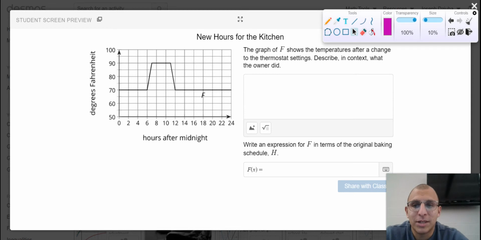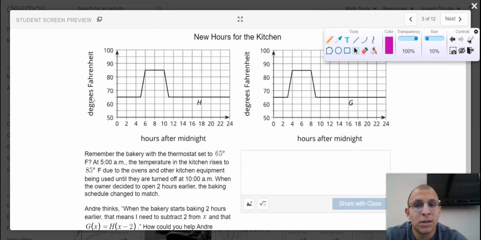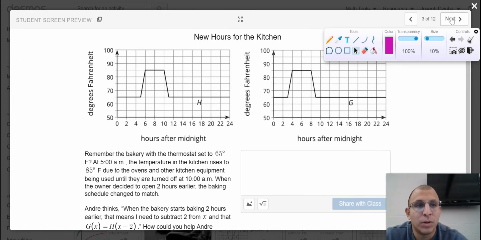So once again, it appears that the bakery owner has increased the temperature, but I will leave that to your own interpretation, and then create an expression for f in terms of the original baking schedule. So that would be this left-hand graph. Okay, what is happening between the two?